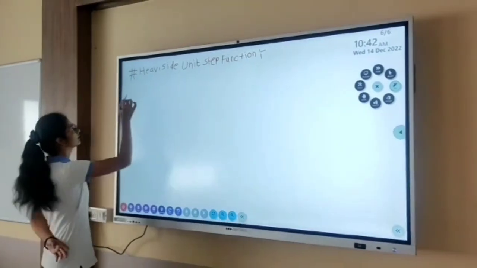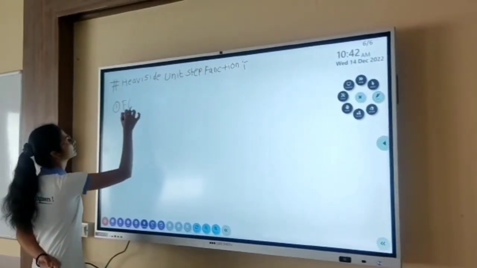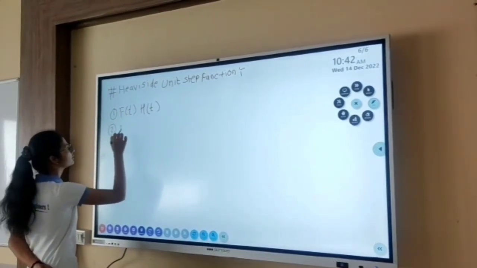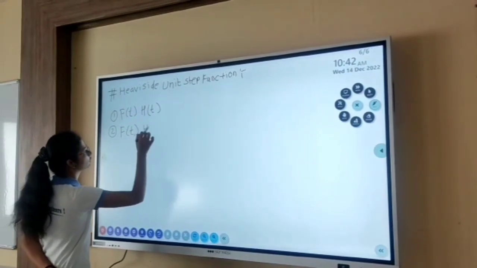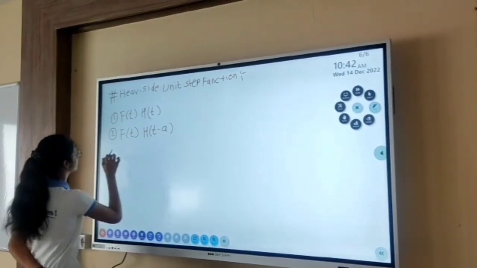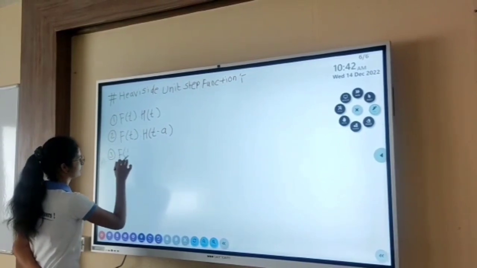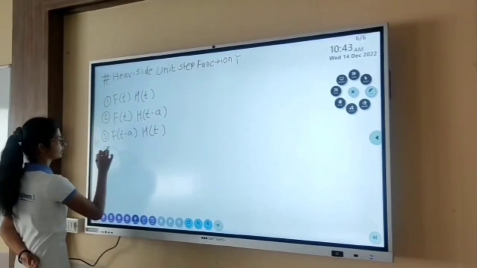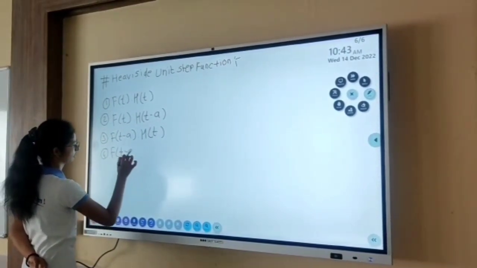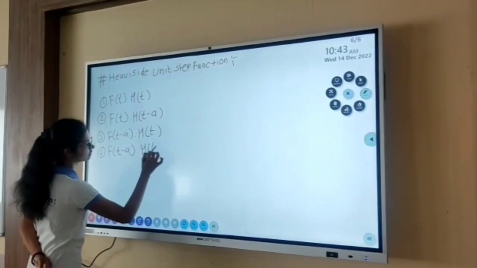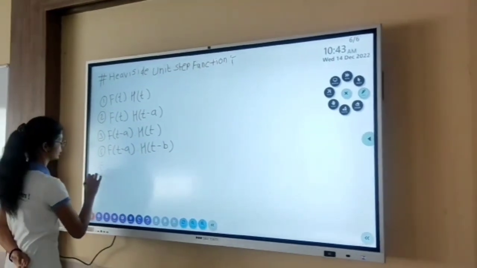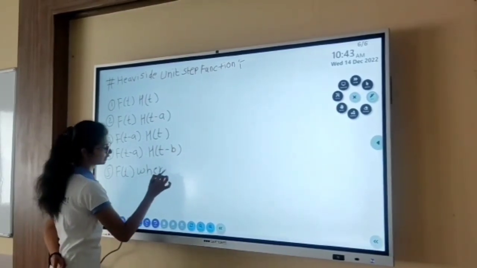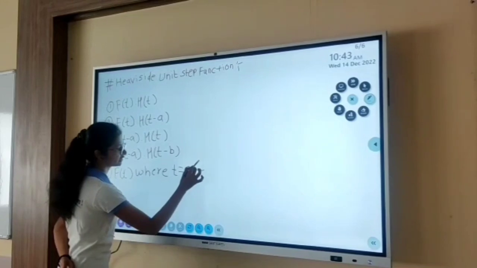There are 5 cases. The first is f of t into h of t. Second is f of t into h of t minus a. And third is f of t minus a into h of t. Fourth is f of t minus a into h of t minus b. And fifth is f of t where t equal to a and t equal to b.